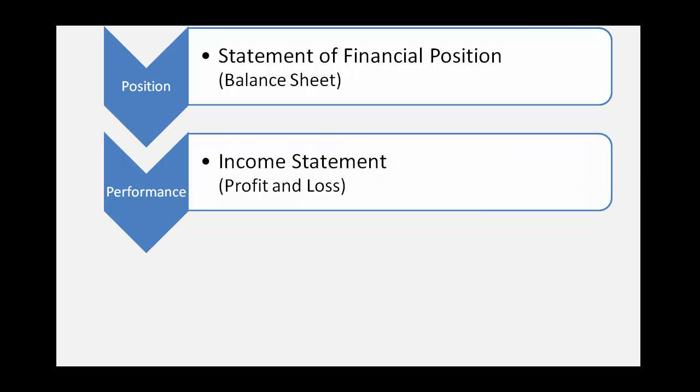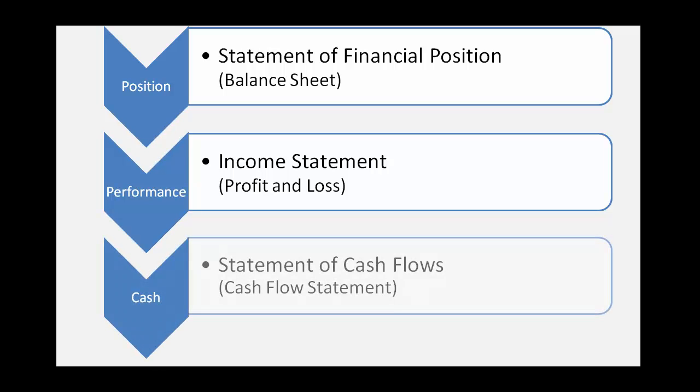So to summarize, to establish our financial position, we need our statement of financial position or balance sheet. We'll also look at the performance of a business using the income statement or profit and loss account. And finally, we'll look at the cash position using our statement of cash flows or the cash flow statement.